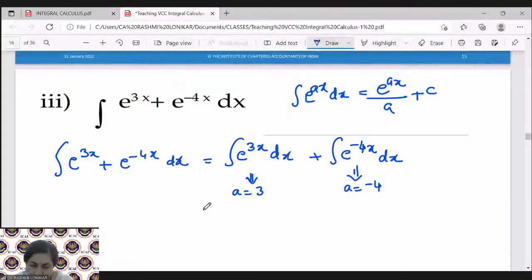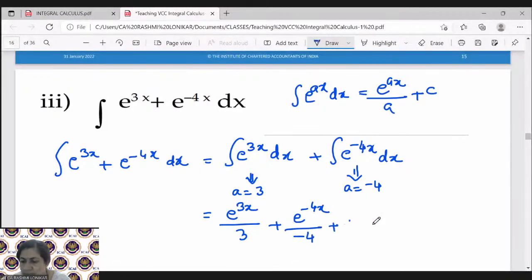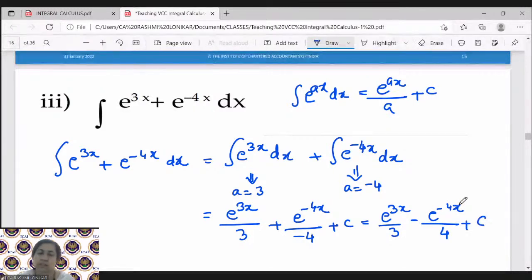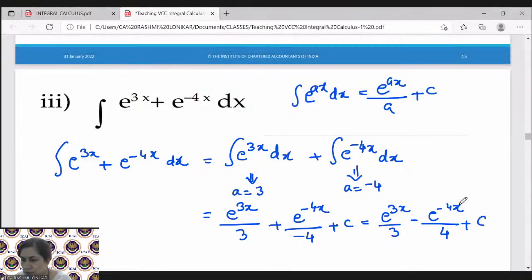So integral first will become what? It will be e raised to 3x upon 3. And here it will be e raised to minus 4x upon minus 4 plus c. So in the option you will find the answer as e raised to 3x upon 3 minus e raised to minus 4x upon 4 plus c. Okay. So this is the way you should do it.